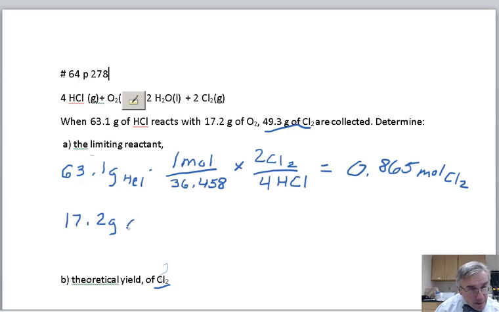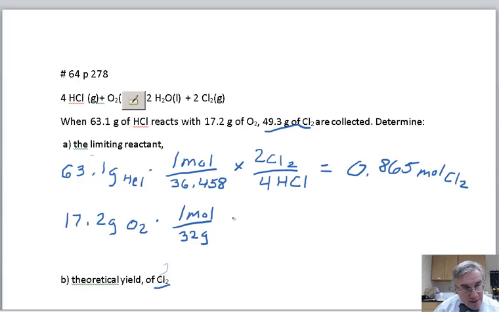Alright, so now we're going to do the same thing, only we're going to use the 17.2 grams of oxygen. So we're going to try the other one to see if it's limiting. Alright, and we're going to multiply that by the same sort of conversion factor, moles over grams, so we can get to moles. Only here in the denominator we're going to put the molar mass of oxygen, which is going to be 32 grams per mole, and that's just the molar mass of the O2. So 16 plus 16, 16 for each oxygen atom in the oxygen molecule.